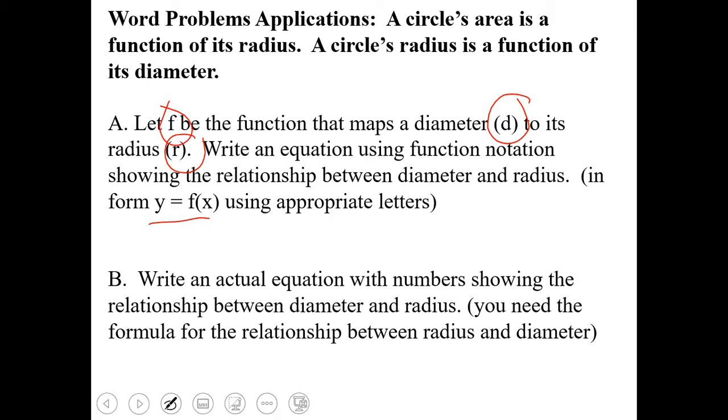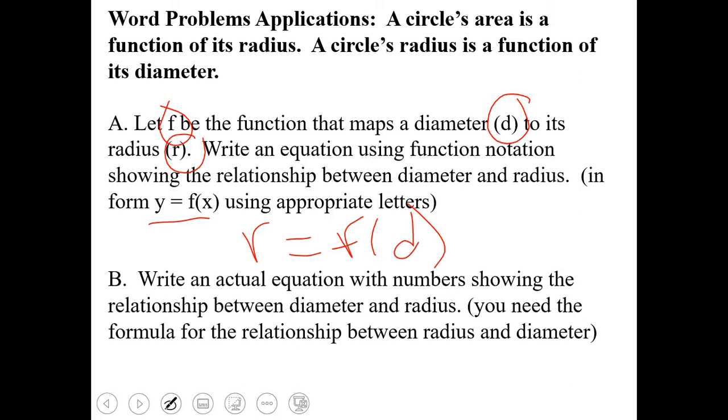Whichever one you're starting with goes on the inside. So since it's telling you to take a diameter and turn it into a radius, you're going to say that the radius is equal to f of d, which basically means if you knew the diameter, you could put it into some function f and it would give you the radius.